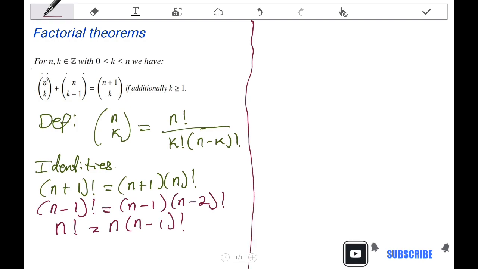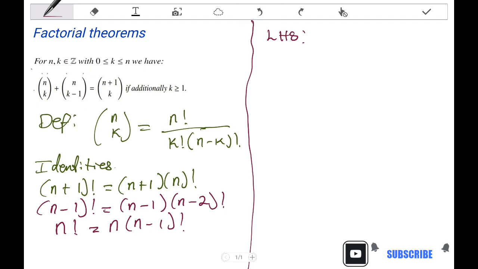You have n choose k plus n choose k minus 1. You have to prove that this equals n plus 1 choose k. So we are going to start with the left hand side. We want to prove that what's on the left equals what's on the right.